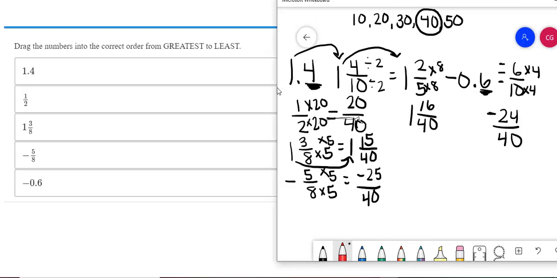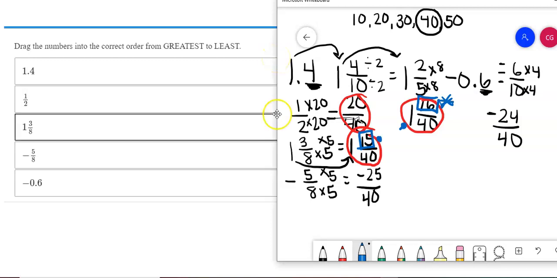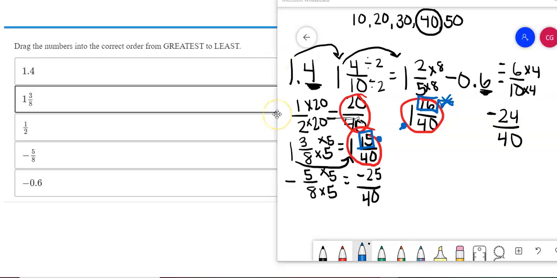So my positive numbers, I have this guy, and this guy. I know that either this one right here or this one right here are going to be the greatest number because they have a 1 in front of it. So what we need to look at is this is a 15, this is a 16. This guy right here is the largest number. So 1.4 is going to go on top. Then we're going to switch it just like that.